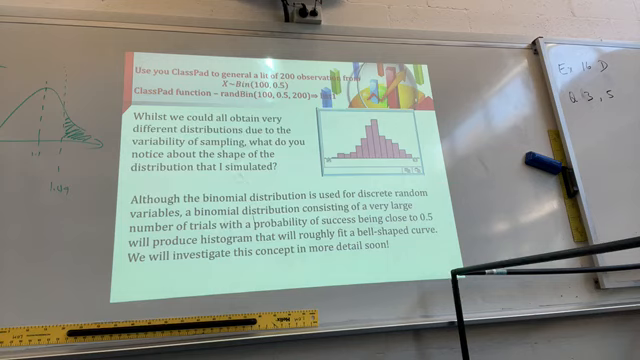Now, use your ClassPad to generate a list of 200 observations from a binomial distribution, with a success probability of 0.5. What I really want you to think about now is, if I ask you to generate success rates of 0.2 and 0.8, or 0.1 and 0.9, and have two lists, what is going to happen?